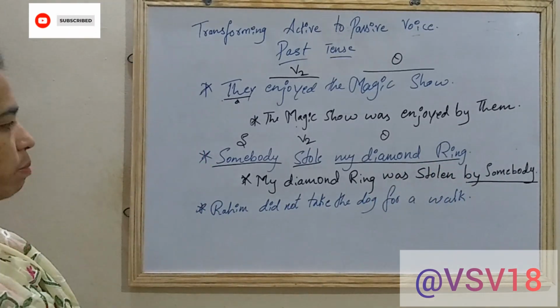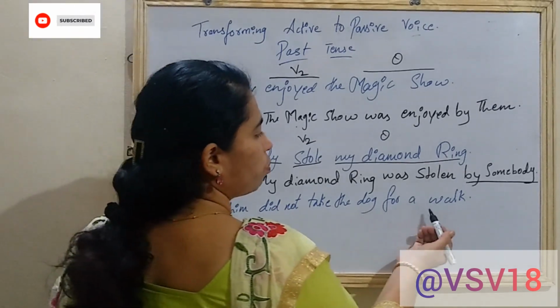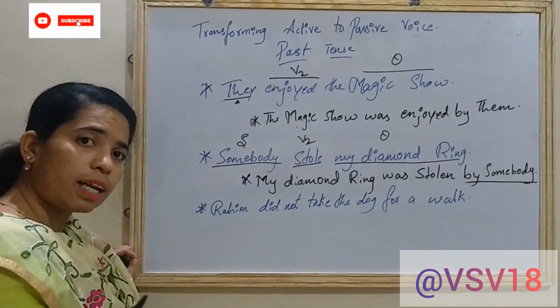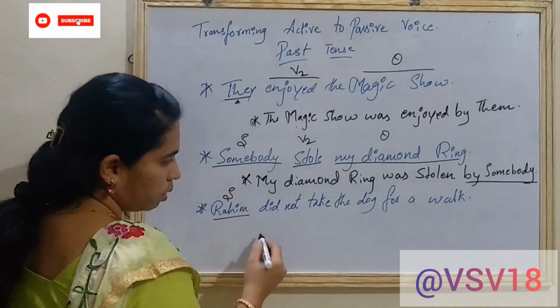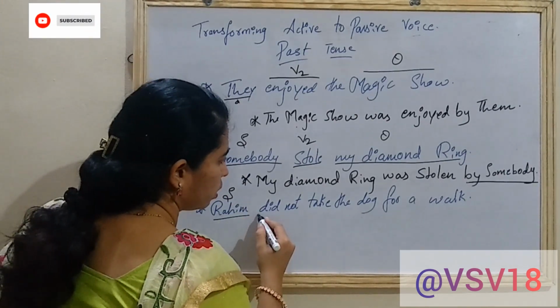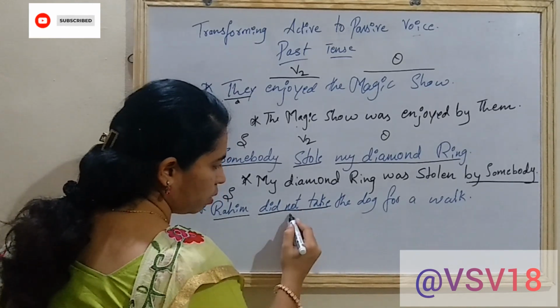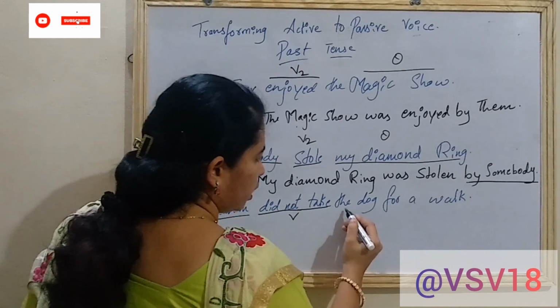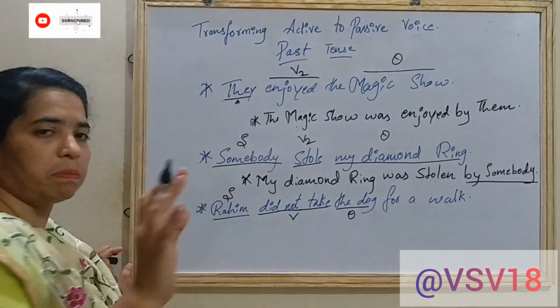Now coming to the last one. Rahim did not take the dog for a walk. So here it's quite tricky. See here, Rahim is the subject. Did not take, this is verb. And this is object. For a walk is a predicate part.